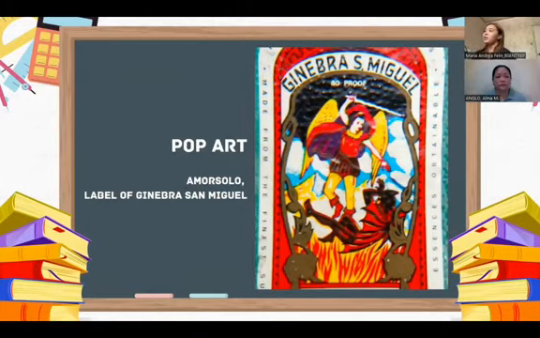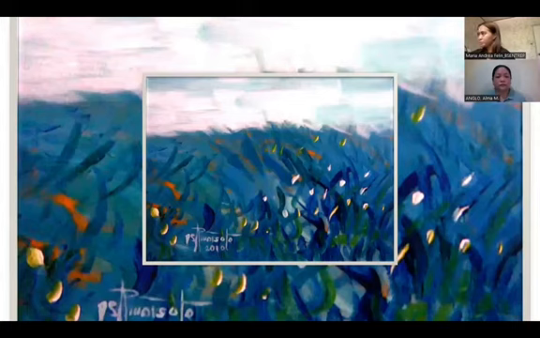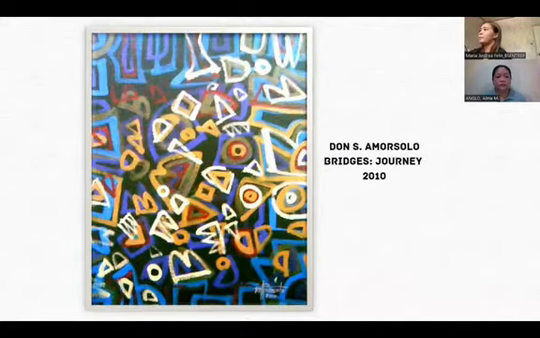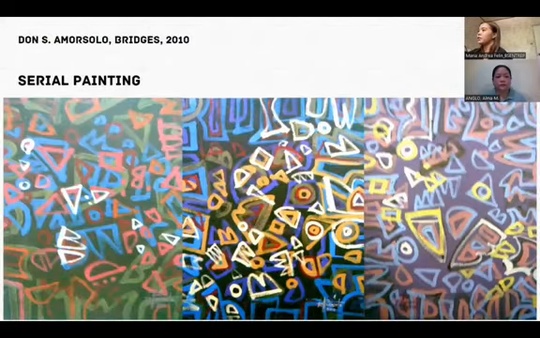So he actually made the Ginebra San Miguel logo. I mean, if you're a drinker, you may see this kind of art. So he made the label of Ginebra San Miguel. This kind of, like a grass. He also made that, and then the Don S. Amorsolo Bridge plaques in 2010. So he also made something like that. That's some of his samples of painting. So this is what they call serial paintings.